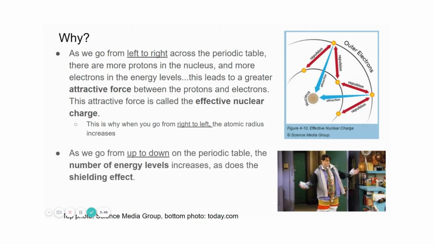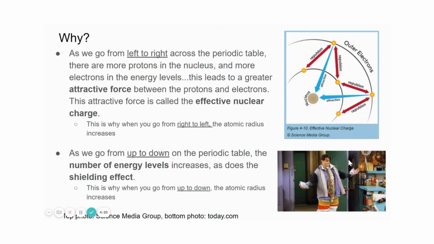Okay. And then as I go from up to down on the periodic table, the number of energy levels increases, due to something called the shielding effect, which I'll talk a little bit more about later in this video. So this is the main reason why, as I go from up to down, the atomic radius increases. The number of energy levels increases, so the shielding effect increases, and therefore the atomic radius increases.